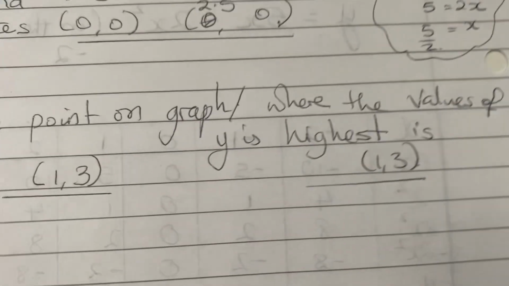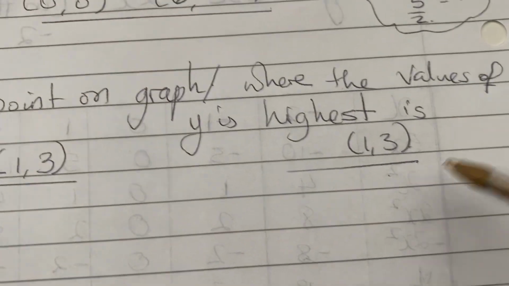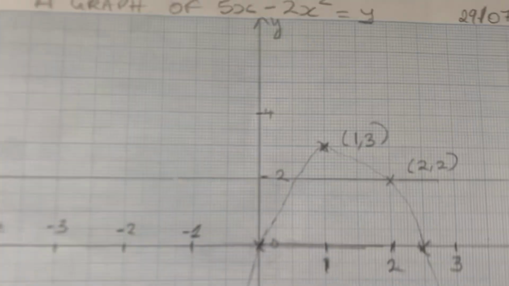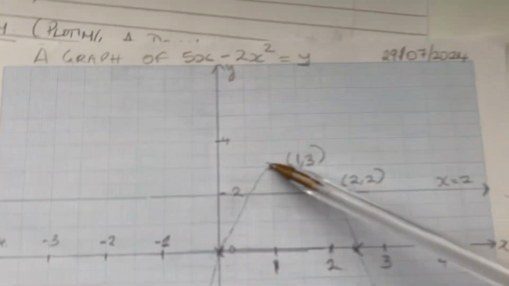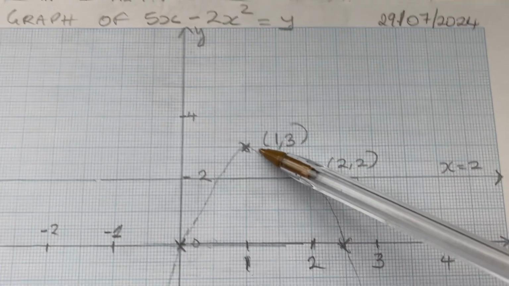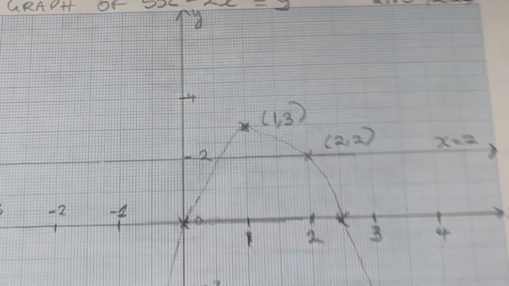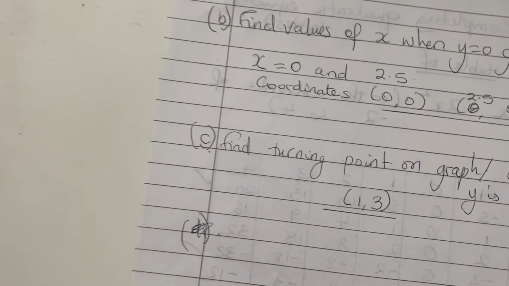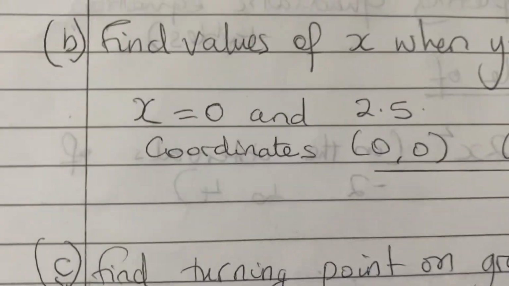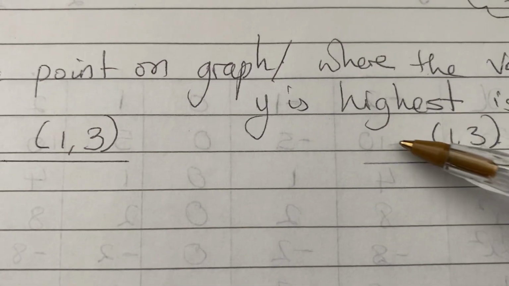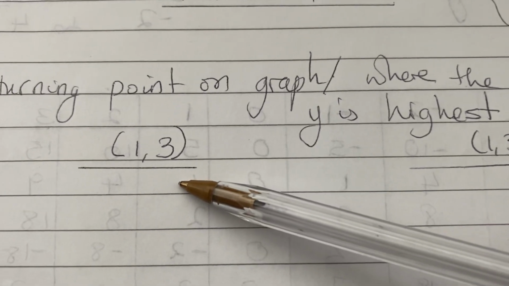Now find the turning point on the graph. The turning point here is this highest point. Because it's a parabola turning downward, this becomes our highest point. As you can see here, it's (1, 3). So that will be the turning point for your parabola. So here you have a turning point of (1, 3).